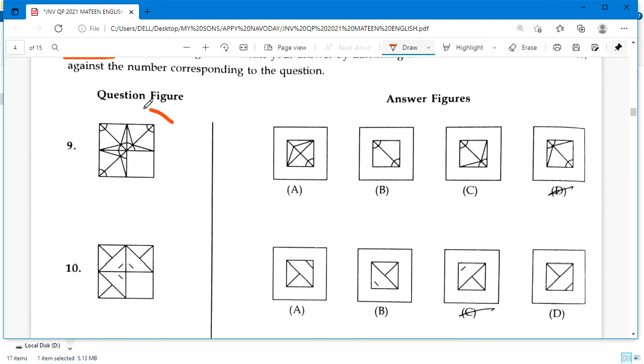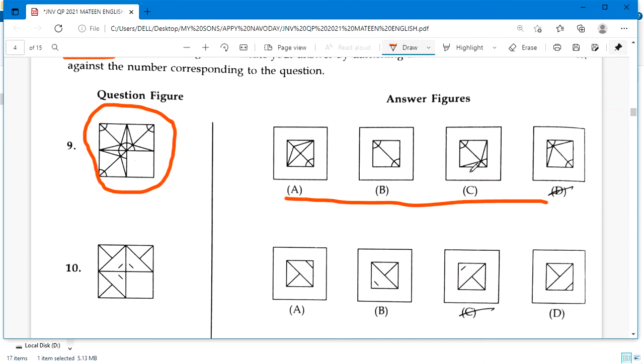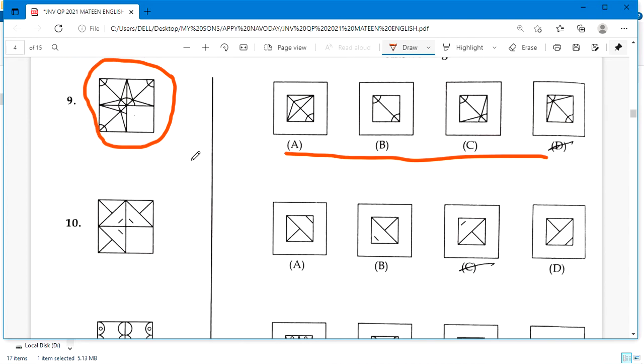Complete the figure. So it is very easy. The question figure contains an incomplete figure. So among these 4 figures, which figure is complete? This incomplete figure we have to find out. So I am just going to click directly on the answer.